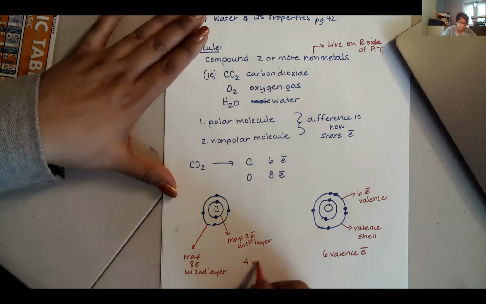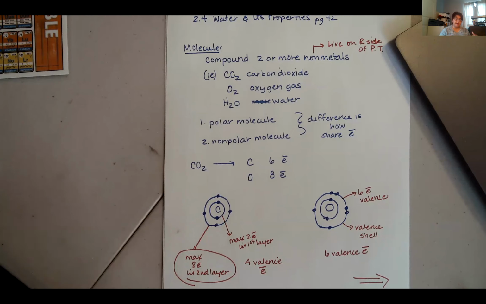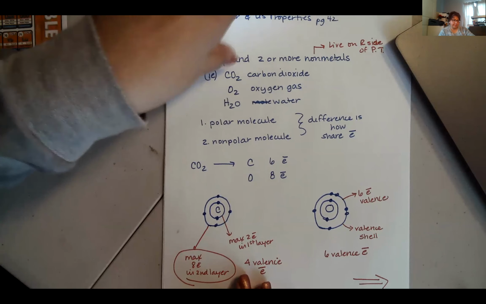Neither carbon nor oxygen is chemically satisfied because they both want to have 8. This is the magic number in the outermost layer, at least for the outermost layer that we're worried about. So carbon needs 4 more. Oxygen needs 2 more in order to achieve this magic number 8. So what happens between carbon and oxygen atoms so that they can achieve stability, or so that they can achieve that magic number of 8?